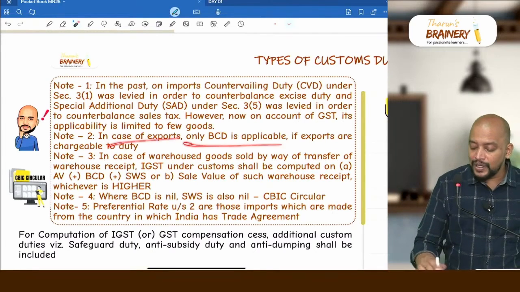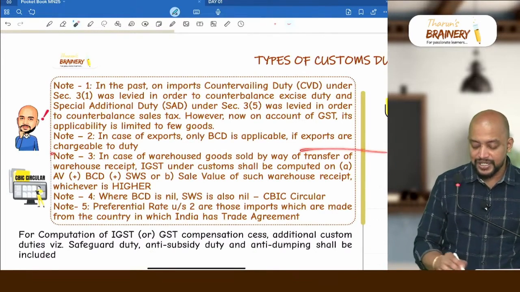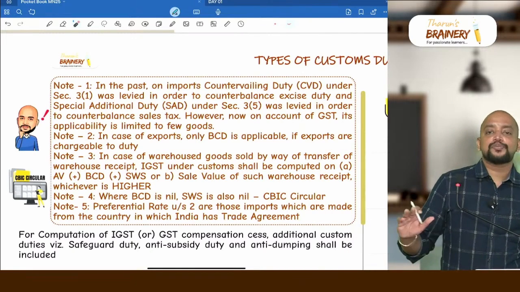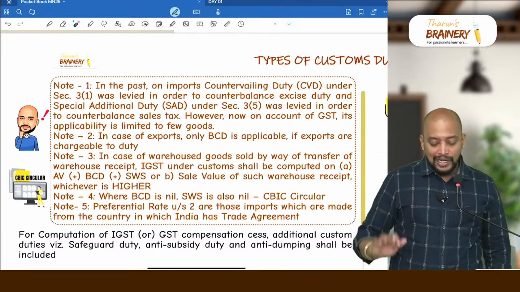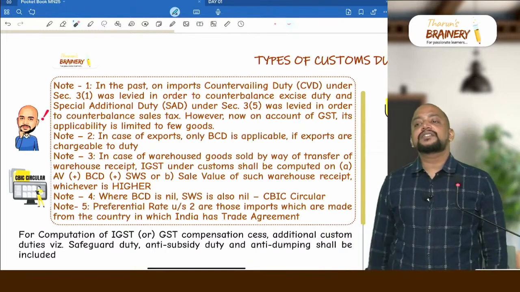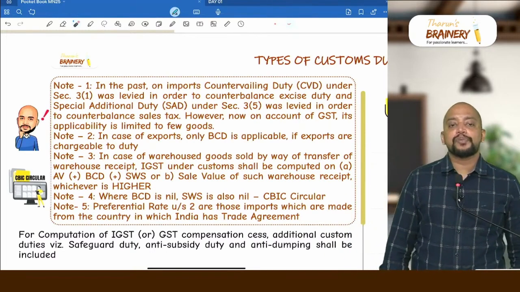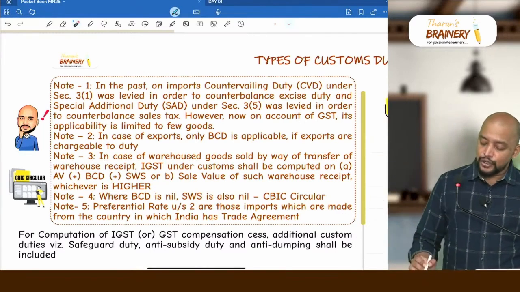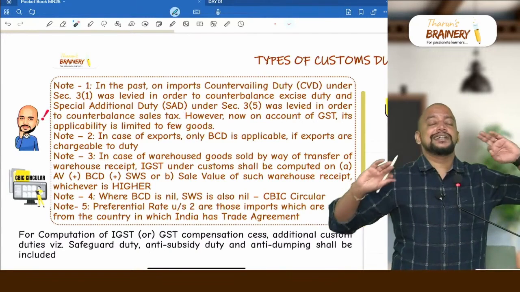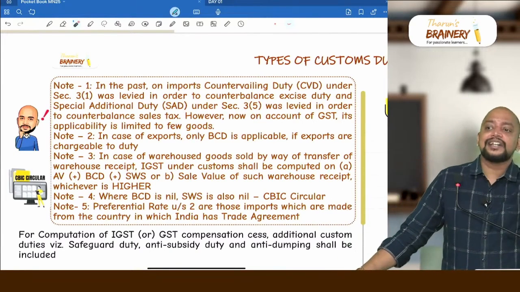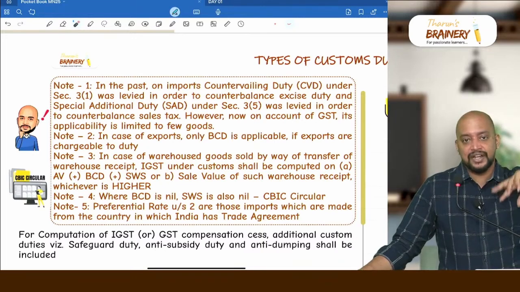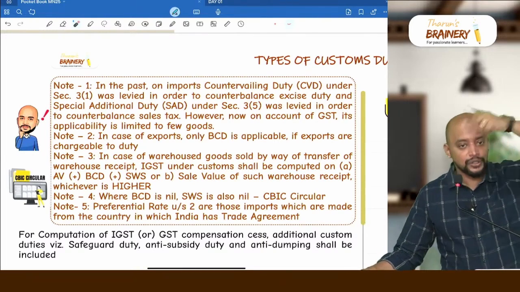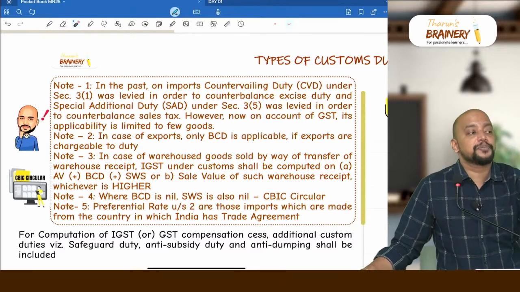In case of export, only basic customs duty is payable if exports are chargeable to duty. Social welfare surcharge is not applicable on export, and no additional customs duty on export. Only this. What about IGST? Depends upon the option that you choose. Export upon payment of IGST or export without payment of IGST. But remember, whenever you pay customs duty on export, definitely it is option 1 only, that is pay IGST and get the refund. Because when you export without payment of customs duty only, you will get option 2. Export upon payment of customs duty, option 2 is not possible.